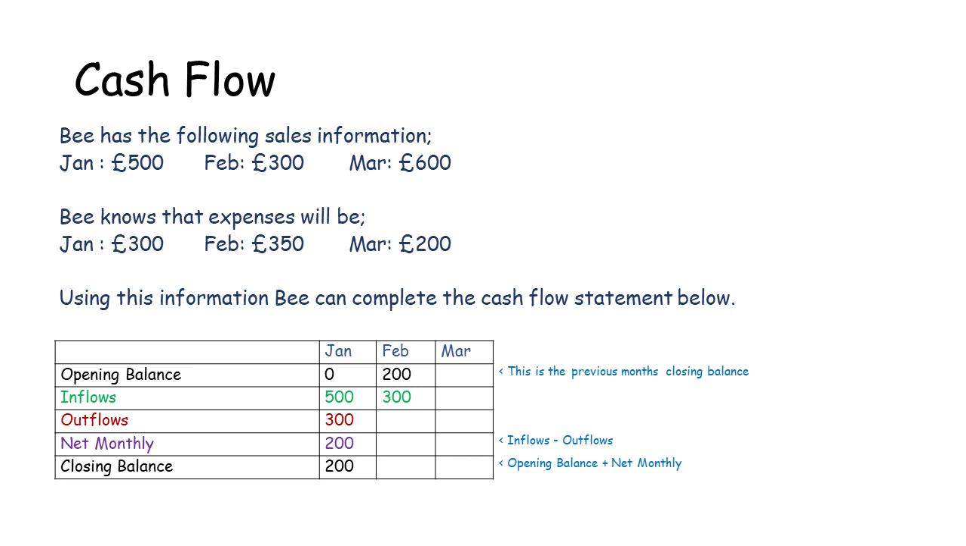As you can see, our inflows are £300 and we have £350 going out. And this gives us a net loss of £50. Notice a loss is in brackets. Now, of course, we actually only have £150 in our closing balance because 200 plus minus 50 is 150. And that moves up to our new opening balance. Now we have to enter our new figure of £600 and we have £200 going out, and that gives us a net monthly of £400. And that also gives us a closing balance of £550, and that's your cash flow completed.